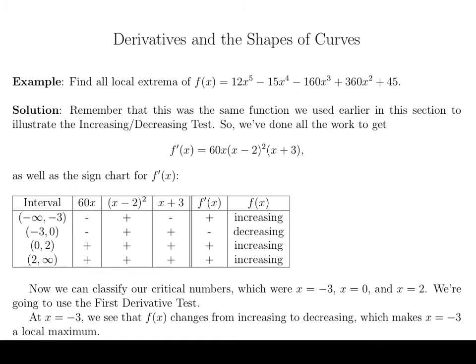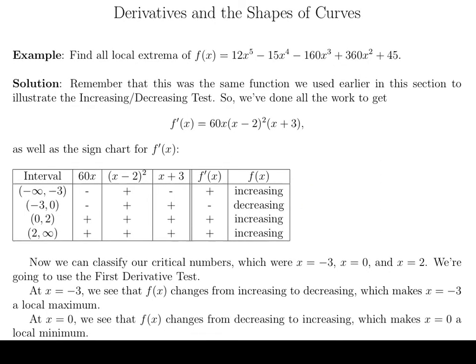So for example, at x equals -3, what we can see is that the function is changing from increasing to decreasing, and so that makes -3 a local maximum. If you go up and then you go down, then you have to have a local maximum. At x is equal to 0, we can see it's going the other way around. It's going from decreasing to increasing. So it's going down and then it's going up. So that makes x equals 0 a local minimum.